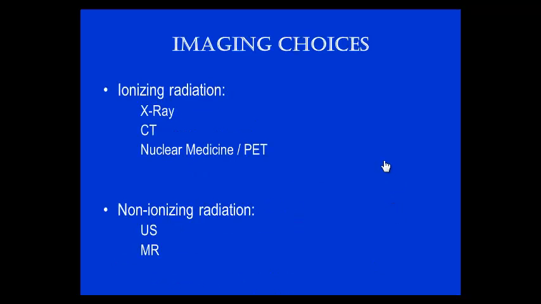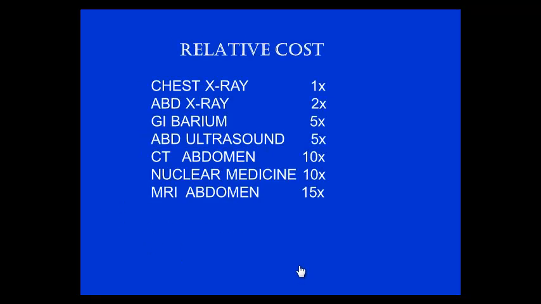Well, we have 5 basic choices, and if we separate them by ionizing radiation and non-ionizing radiation, we have X-ray, CT, and nuclear medicine, PET imaging, etc. with ionizing radiation, and you can see ultrasound and MR do not use that. Relative to cost, if we use a chest X-ray as 1 unit, so to speak, we can see the relative scale from X-ray of the chest to the abdomen to GI and abdominal studies, kind of 5 times. CT, nuclear medicine, maybe 10 times, and MR maybe 15. Now these can vary a little bit, but generally you can think of a 1 to 10 ratio for a CT versus a plain X-ray.